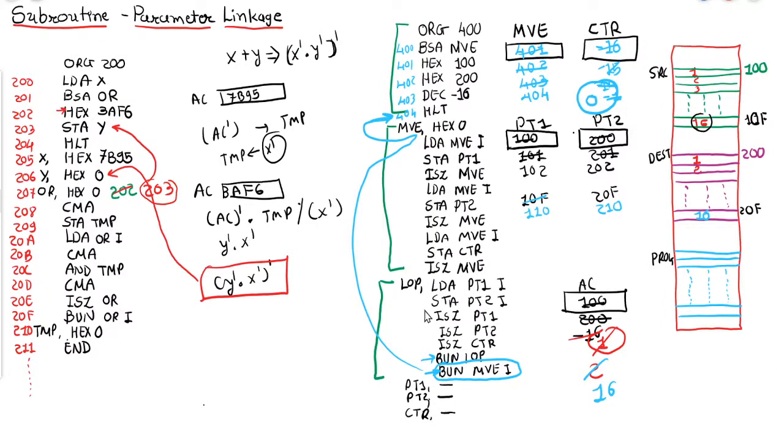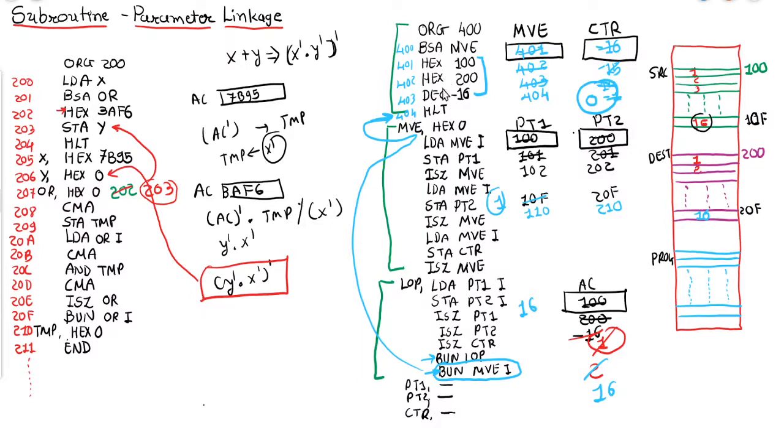Okay, so this loop will be executed, let's say, 16 times. Okay, this initialization will be done one time, and these memory locations won't be used for instructions. Okay, so this will be used for data storage.